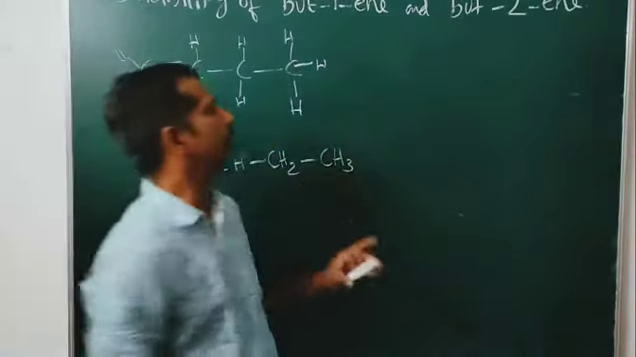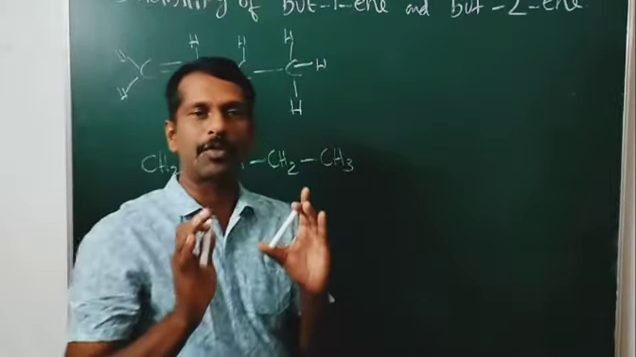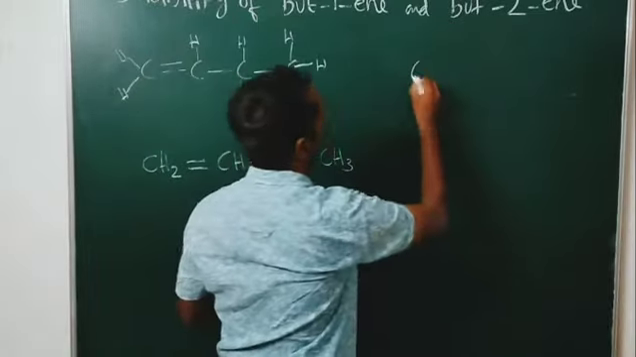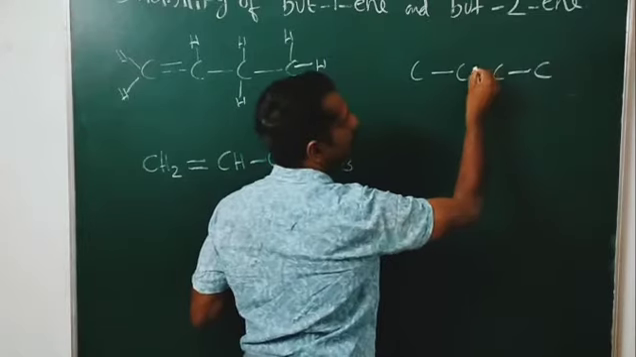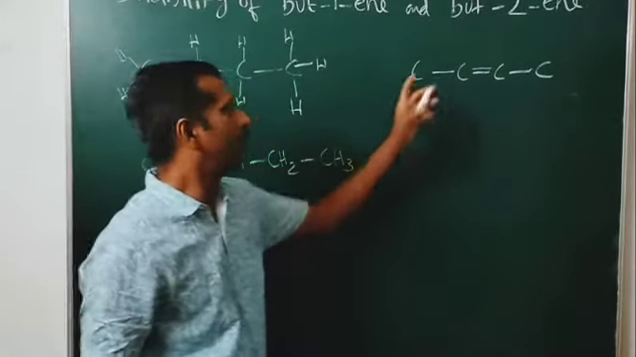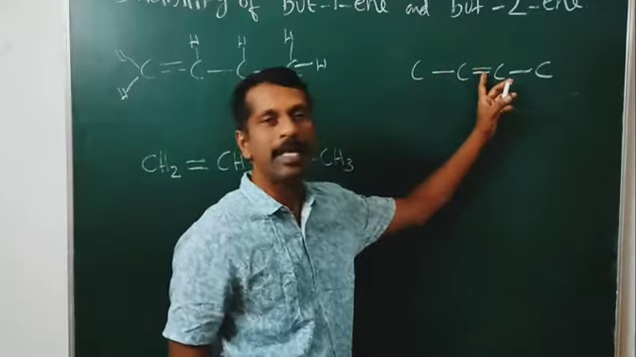Now but-2-ene, what does it mean? How do you write the structure of but-2-ene? Again, but means how many carbon atoms? 1, 2, 3, 4 carbon atoms. 2-ene means the double bond is at the second carbon. Okay, 2-ene means the double bond is starting from the second carbon.